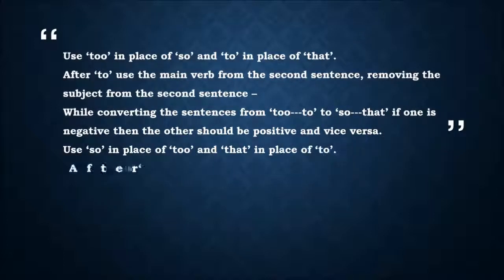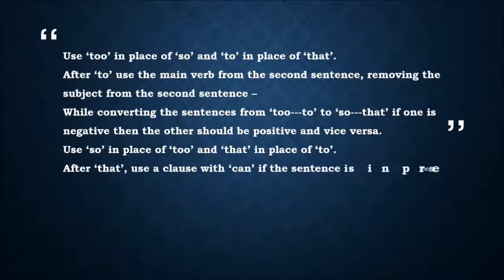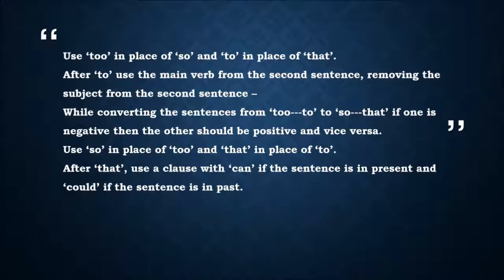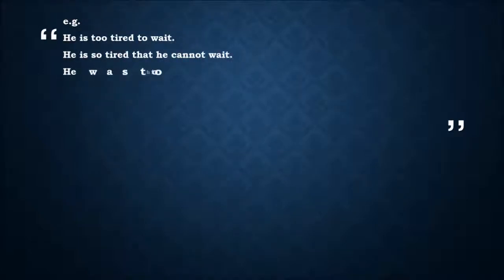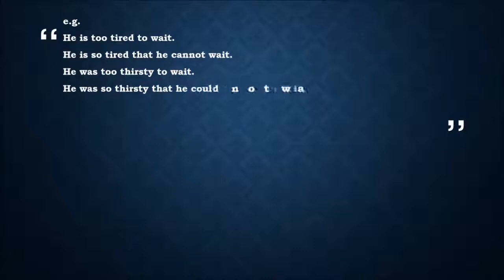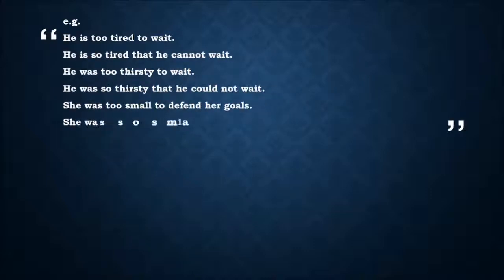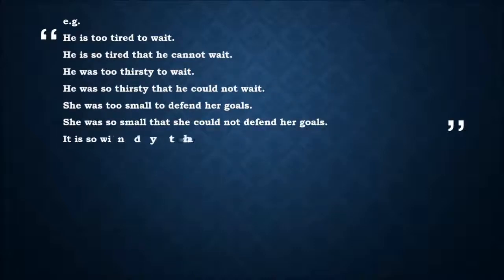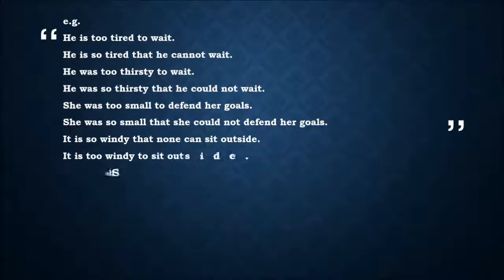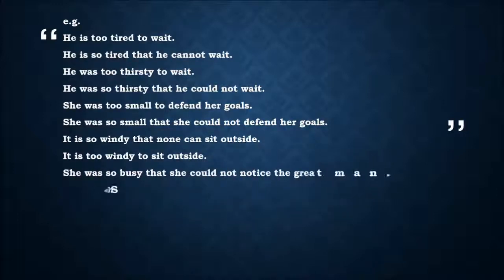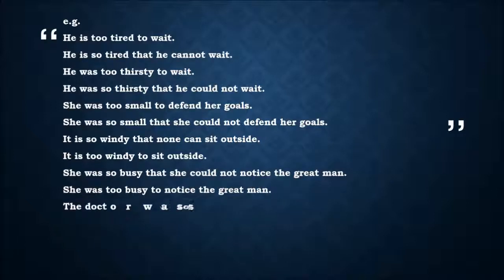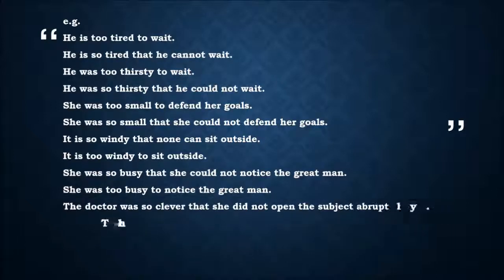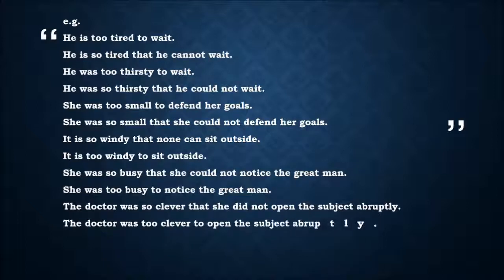B. He was too thirsty to wait. He was so thirsty that he could not wait. C. She was too small to defend her goals. She was so small that she could not defend her goals. D. It is so windy that none can sit outside. It is too windy to sit outside. E. She was so busy that she could not notice the great man. She was too busy to notice the great man. F. The doctor was so clever that she did not open the subject abruptly. The doctor was too clever to open the subject abruptly.